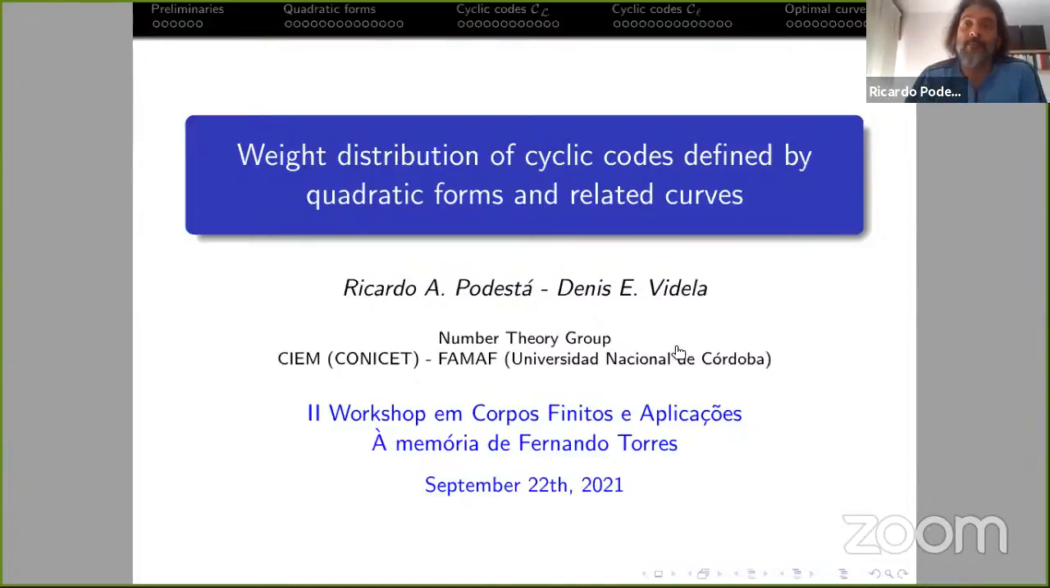Okay. So I'm going to talk about the weight distribution of cyclic codes defined by quadratic forms, and at the end, we talk about some related curves. This is a joint work with Dennis Videla, also from the same University of Córdoba. He was a former student of mine, and we collaborate now.